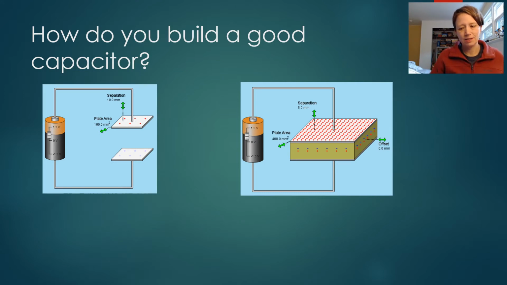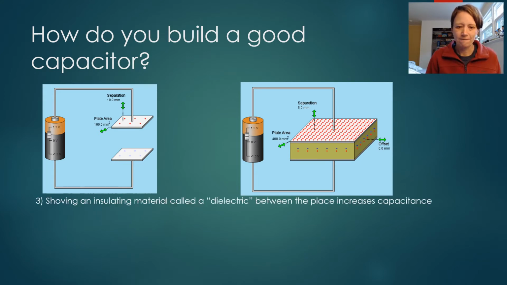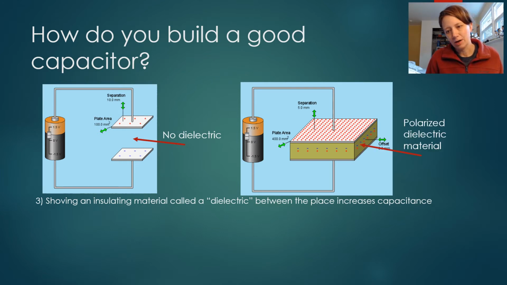So the last design piece that you need to consider when you want to build a good capacitor is something known as a dielectric. A dielectric is something that we shove in between the plates of the capacitor. You'll notice in that first diagram, there's nothing but clear air in between the plates of the capacitor. And in the second diagram, there seems to be something shoved in between those plates. That thing in there is known as the dielectric, and it's an insulator. And it turns out that putting an insulator between the plates of a capacitor increases the capacitance as well. So let's talk about why.